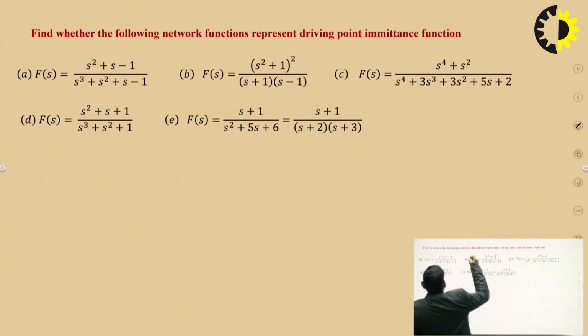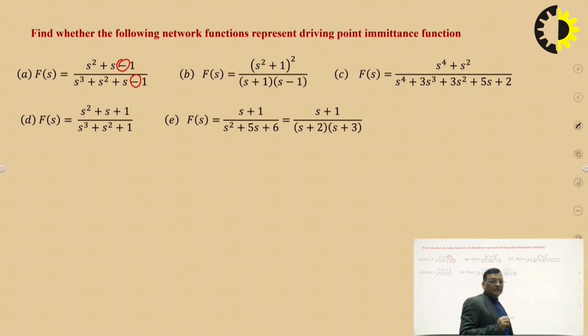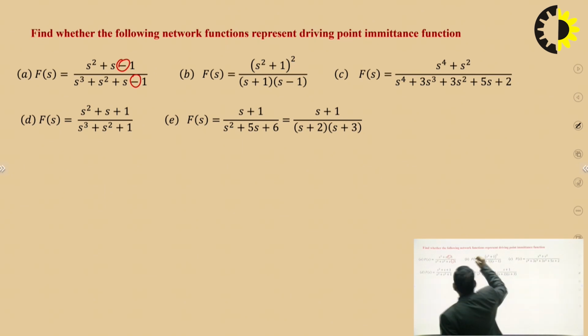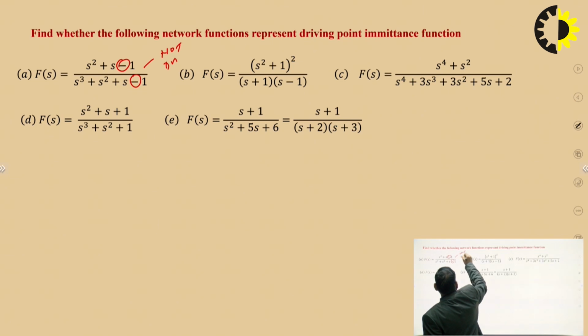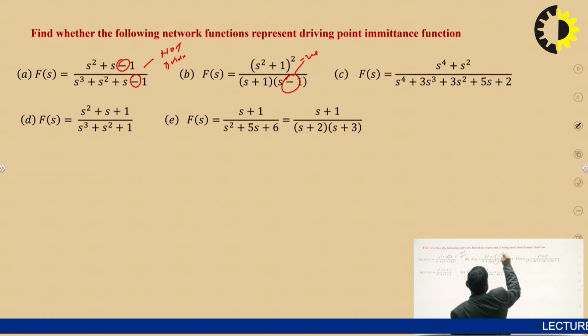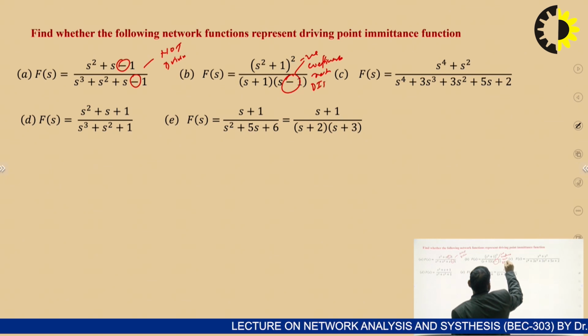This one, we can see, has a negative coefficient. So the numerator and denominator polynomials have negative coefficients. So this is not a driving point function. Here we can also see negative coefficients, so it is not a driving point impedance function.